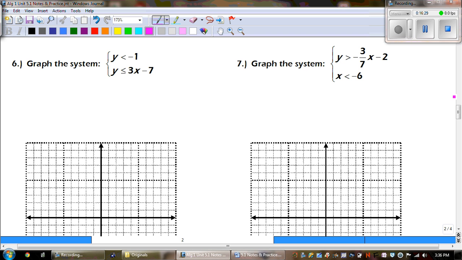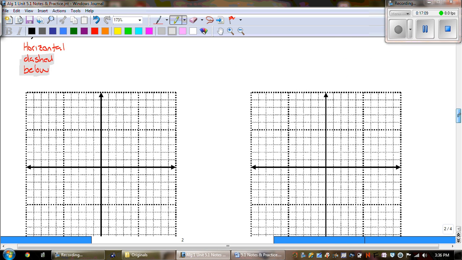Let's go ahead and do number 6. Our first line is y is less than -1. This is going to be my line in red. It's just a y, so this is our special case. This is going to be a horizontal line. It's going to be dashed, that's right. And this is one where we shade above or below. Less than means below, okay? And once again, we got all of that from that little inequality.